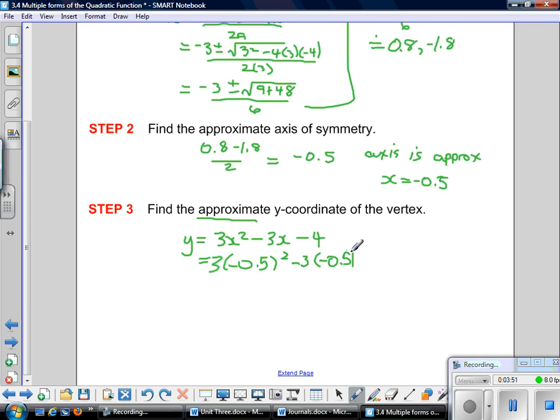For some reason, it just doesn't want to write on this side of the page. Minus 4. And when we do that, we end up with approximately negative 4.8. So from those pieces of information, we know the vertex for this parabola is going to be negative 0.5 and negative 4.8. Oh, come on. I said it really doesn't like this side of the page. Okay, so now we have the vertex.